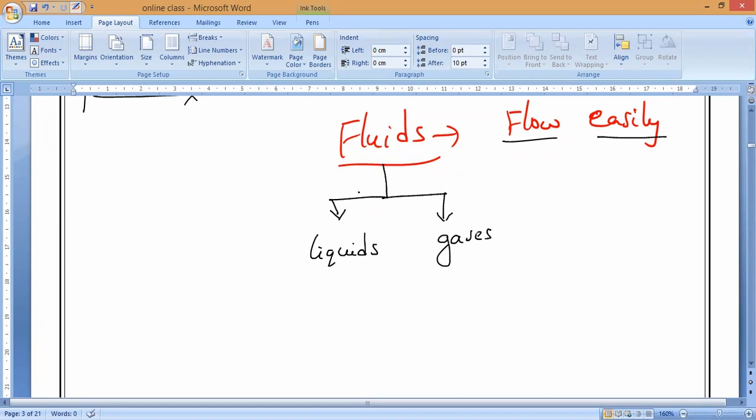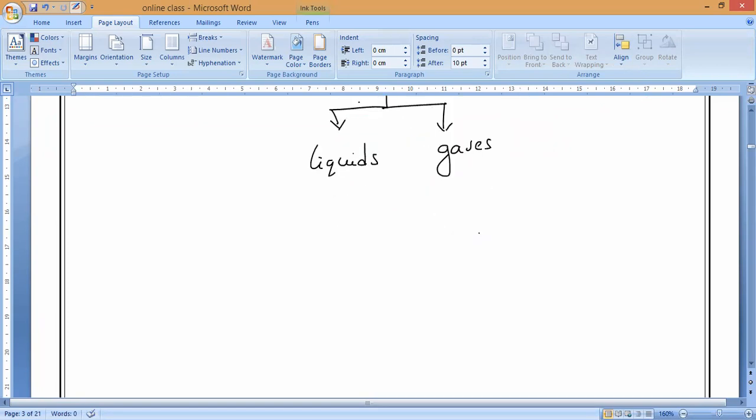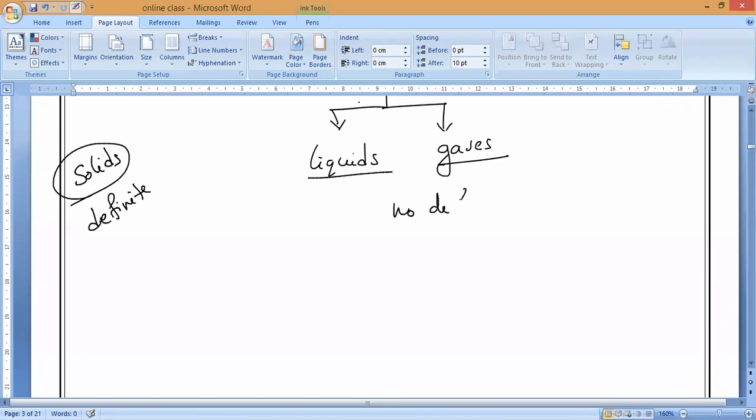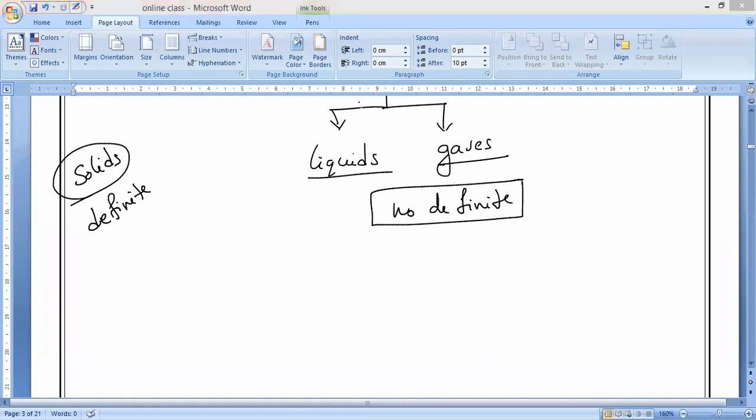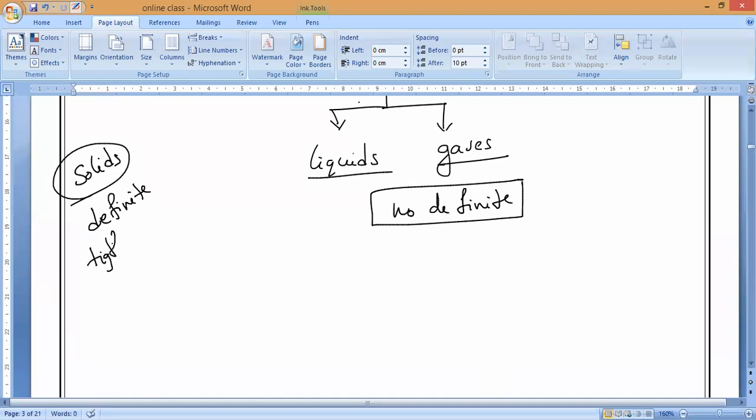That is what you have to remember. From class 6, you have been studying that solids have a definite shape. They have a particular shape. But liquids and gases have no definite shape. In solids, the particles are tightly packed, but in liquids they are loosely packed, and in gases they are very loosely packed.